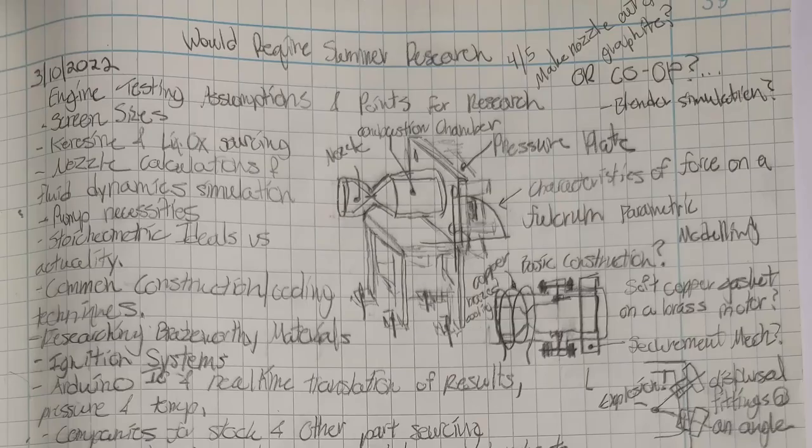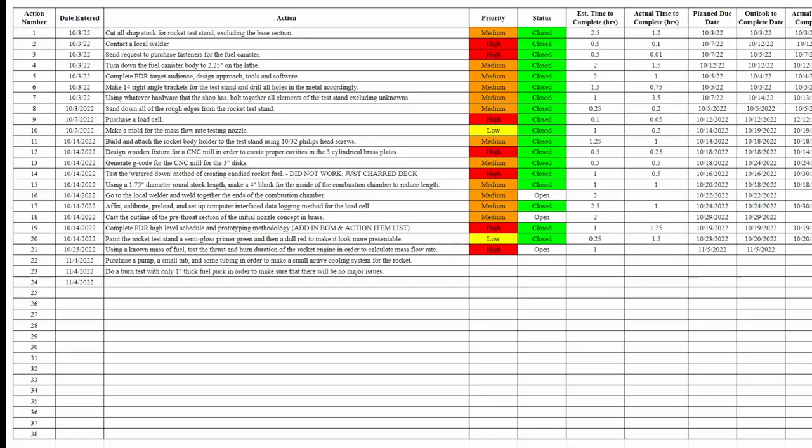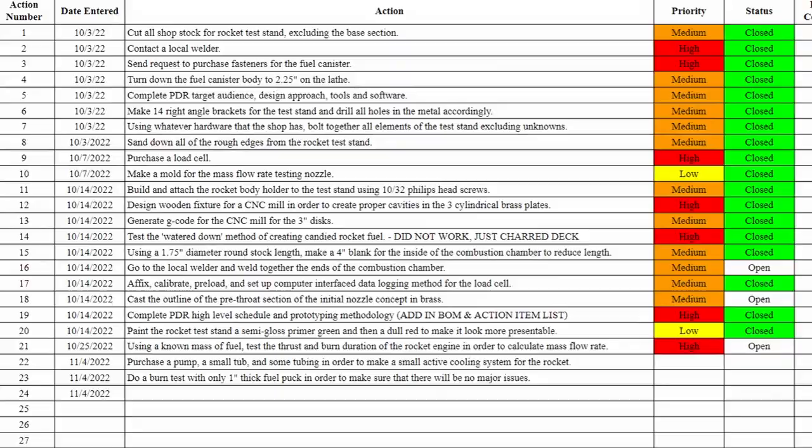Near the beginning of the year, I attempted to identify the steps that would be necessary in order to get to the testing phase of the project. You might call them action items. They materialized in the following fashion. I would need a test stand, a load cell for recording thrust values, a standardized combustion chamber, and a nozzle.